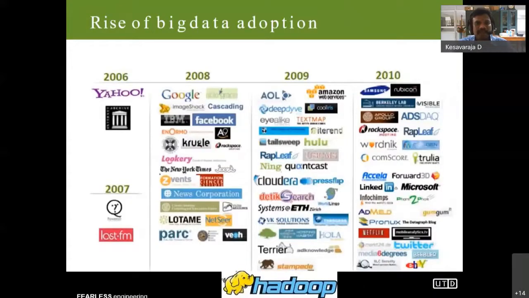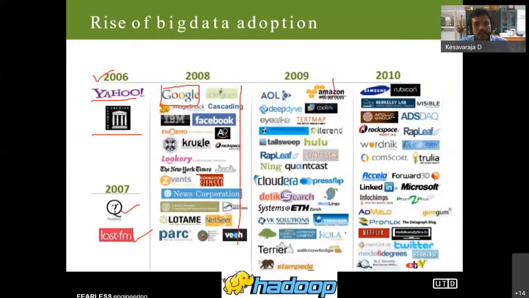Please see the picture. In the year 2006, Doug Cutting was working at Yahoo. Yahoo and one other company were using Hadoop. In 2007, two additional companies were added. In 2008, even Google followed Hadoop. Actually, Doug Cutting studied Google's white paper on GFS, and then created Hadoop. In 2008, Google followed Hadoop.